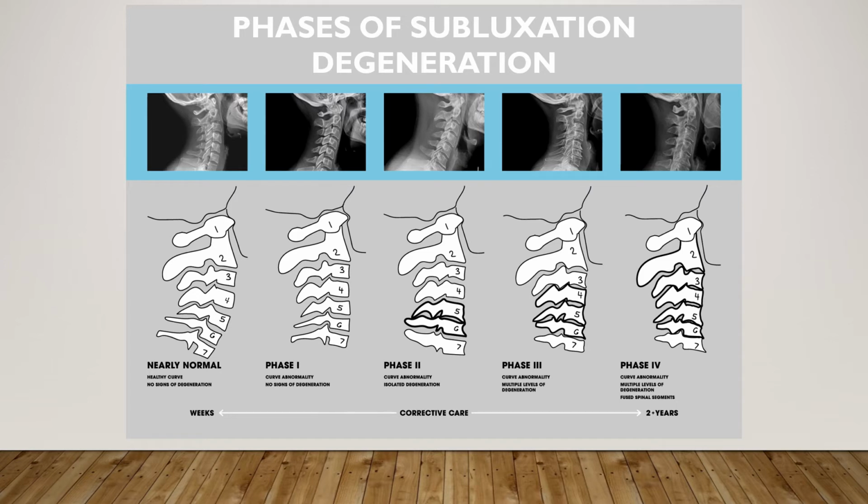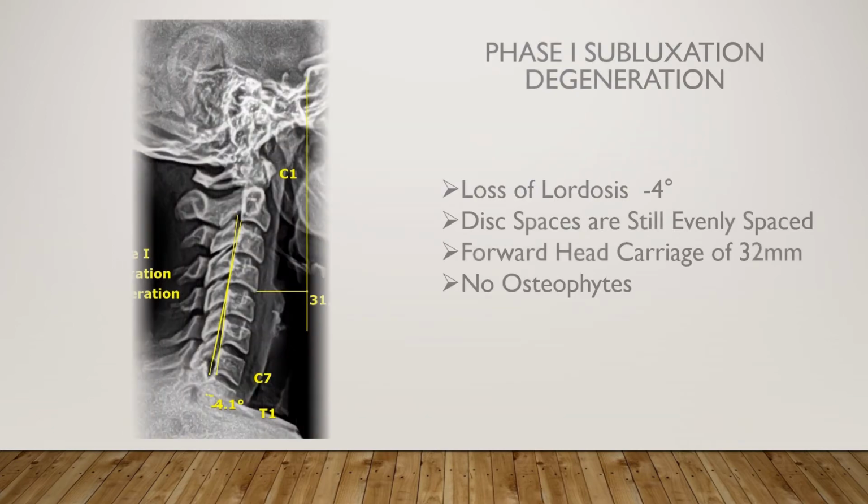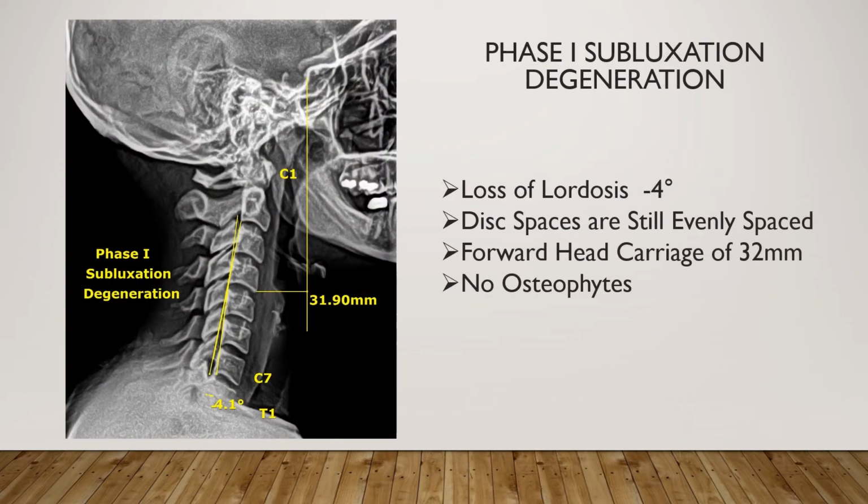Now, there are 4 phases of this, and I'd like to go through each of those phases with you on actual x-rays to show you what they look like. And we're again going to look at a lateral view of the cervical spine to show this to you. So the first x-ray we're looking at here shows a spine that has lost its normal curvature. So it no longer has that forward 43-degree lordotic curve. In fact, this one is actually reversed at -4 degrees. You can also see a forward head carriage. This one is a minus 31.9 millimeter forward head carriage.